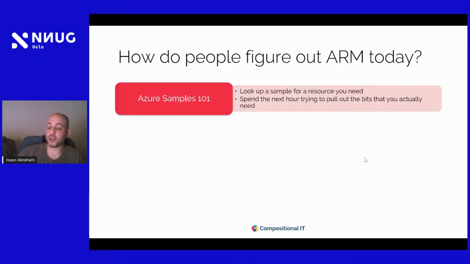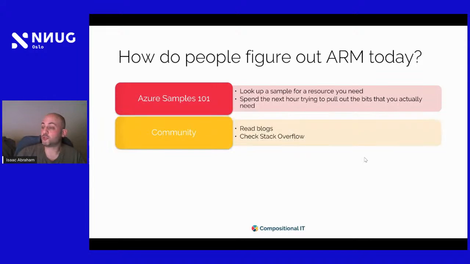And you'll probably look through the code of them, and you'll have a look for a sample that has the bit that you need, and then try and extract just the relevant bits that you actually want, get it working, and then move on. That doesn't always work though, so you may try the community. Google, have a look at some blogs, look on Stack Overflow. If you're lucky, you'll get some answers there.